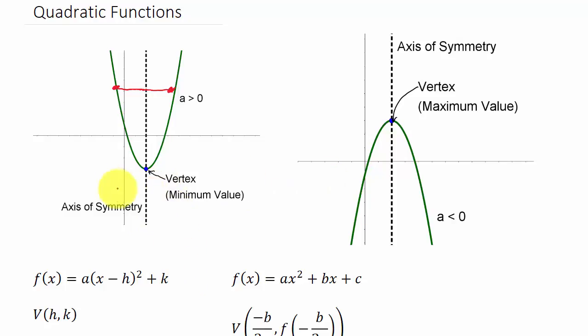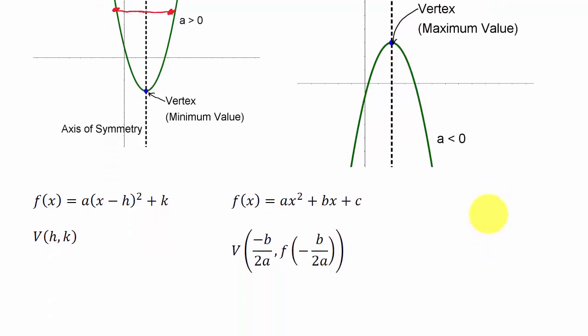Now, for a parabola that opens upward, the vertex is a minimum value. For a parabola that opens downward, the vertex is the maximum value. Alright, so let's look at the vertex. Whenever you're graphing a quadratic function, the first thing you want to do is find the vertex.